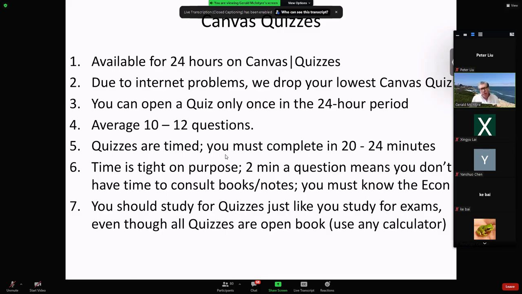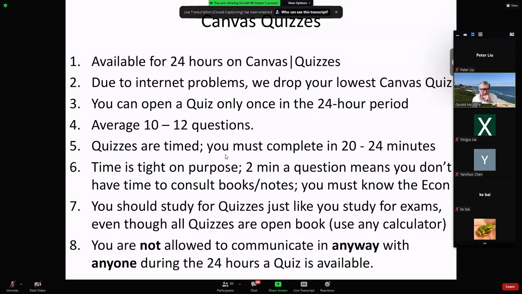The first Canvas quiz, available tonight and due tomorrow at 7 p.m., is just based on this lecture and the course syllabus. The next one on Sunday will be based upon the two lectures, and so on. So it's a manageable piece of material, but you do have to study for it, a small manageable amount of material, to keep pace with the course. It's not possible to look everything up. 24 minutes is a purposeful, tight time frame.